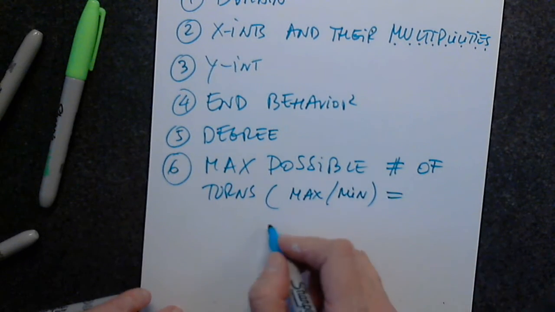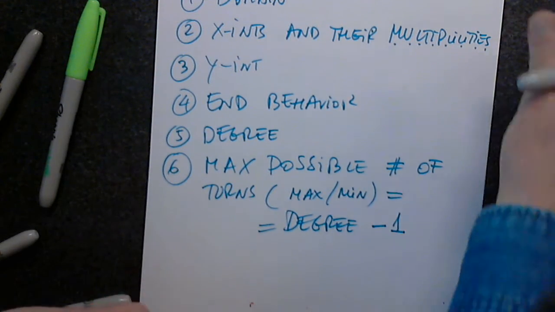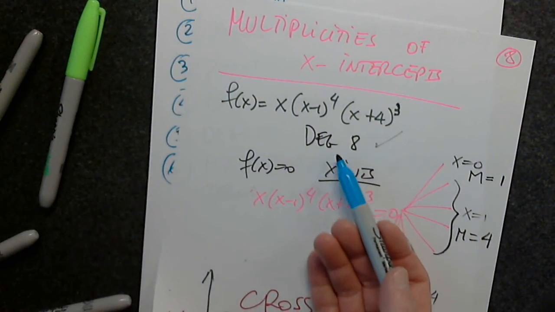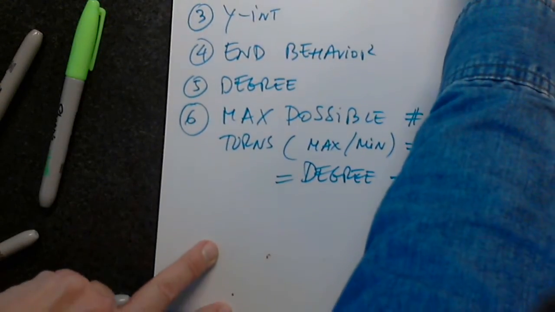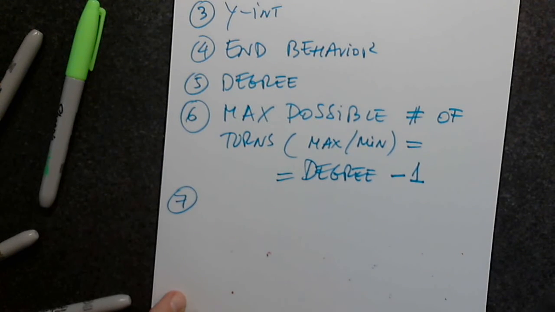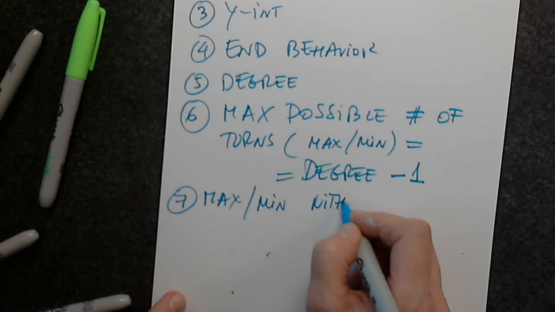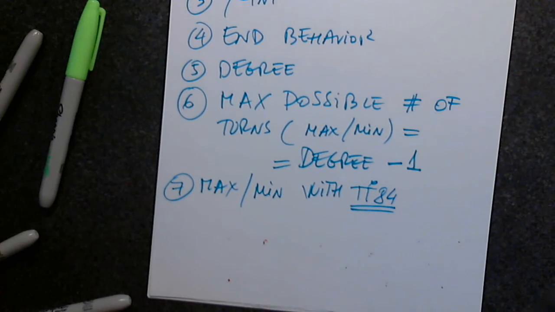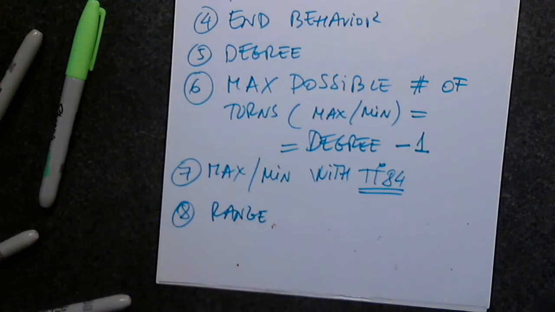The rule is always degree minus 1. So coming back here for a moment, the degree was 8. What is the maximum possible number of turns for this function? Seven, exactly. The max and min we cannot do by hand, so we use the TI-84. It's a long list, and the range we find after we graph, of course.